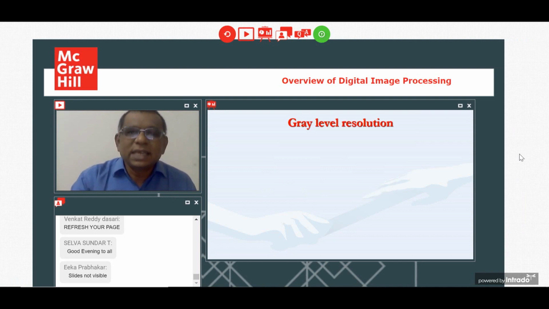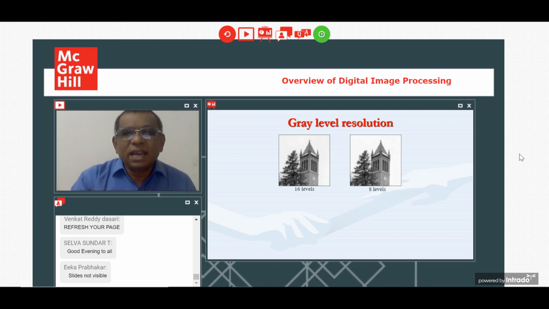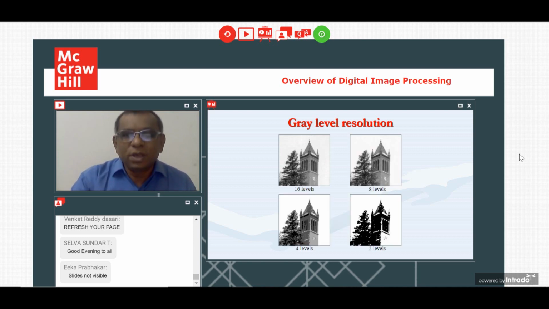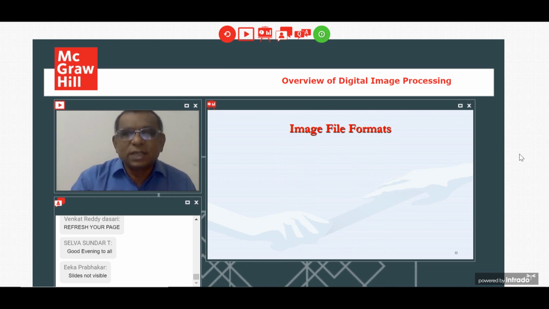Next important thing is gray level resolution. We know that gray level is the value taken by the pixel. So gray level resolution depends on the number of bits used to represent the image. Images with different gray levels are shown in this diagram. If we allocate more number of bits, naturally the clarity will be better.